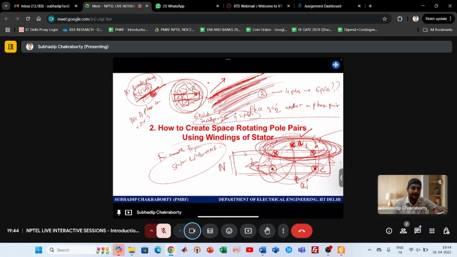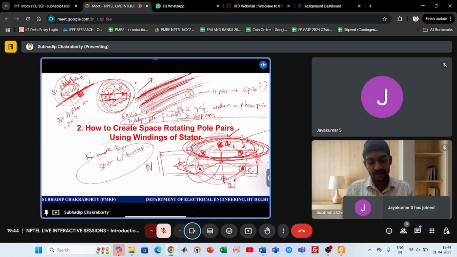So there will be 30 phases, right? The rotor will be like 30 phases. Equal to 30 phases, right? That number of phases will reduce as you go on increasing the number of poles. So the number of rotor phases is the number of slots per pole.